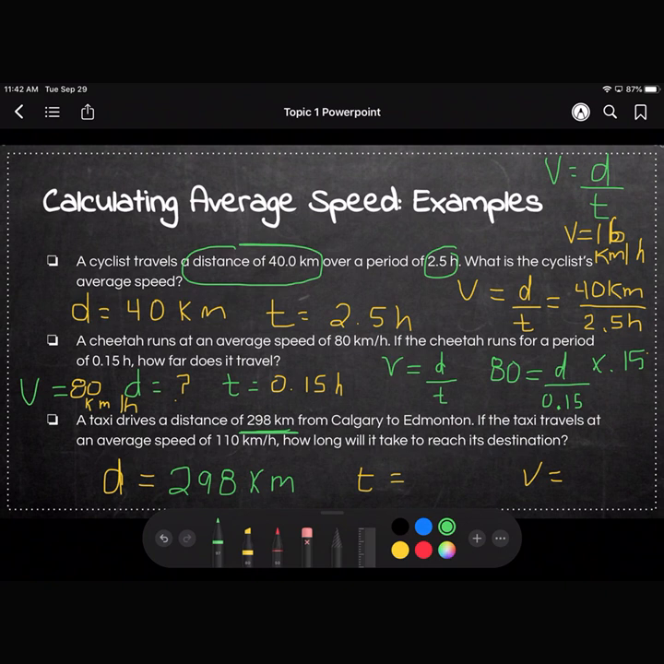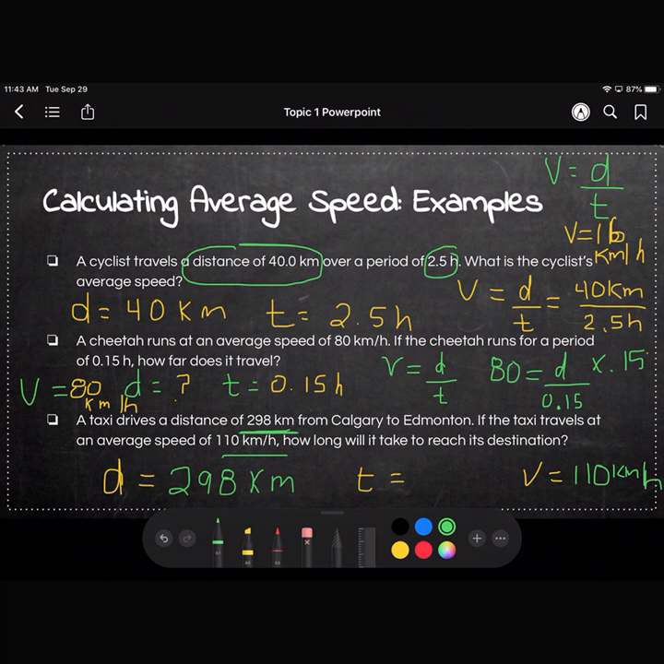So a taxi drives a distance of 298 kilometers from Calgary to Edmonton. If the taxi travels an average speed of 110 kilometers an hour, so there's another number for us. Is that our velocity or our time? Velocity. Are you sure? Yeah. How do you know? Because it's saying about time. It just says you went this speed. Speed, so that's the key word there, right? So they went 110 kilometers an hour.